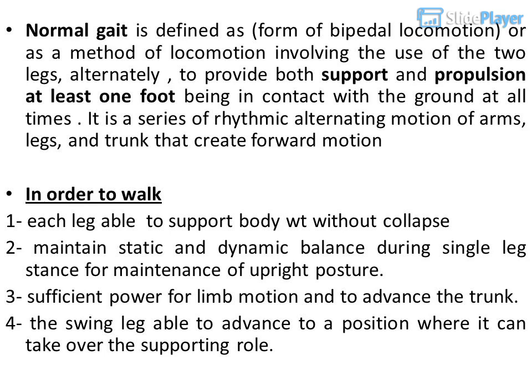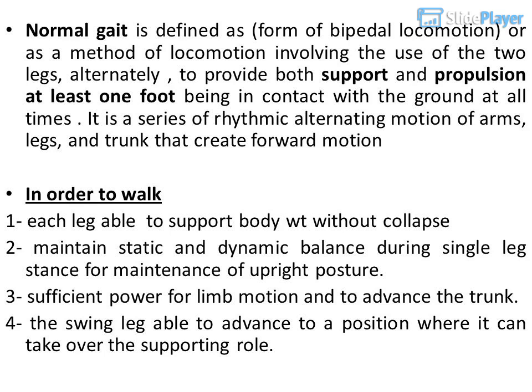Normal gait is defined as a form of bipedal locomotion, or a method of locomotion involving the use of the two legs alternately to provide both support and propulsion, with at least one foot in contact with the ground at all times. It is a series of rhythmic alternating motions of the arms, legs, and trunk that create forward motion.